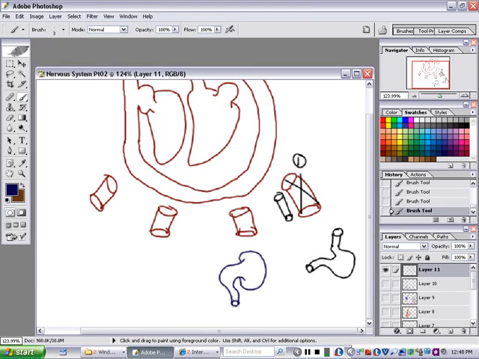Okay, have any idea what that organ is? The kidney, exactly. Very good. The kidney. Now, what is the function of the kidney? What does the kidney do? It does one main thing. Filters the blood to produce urine.